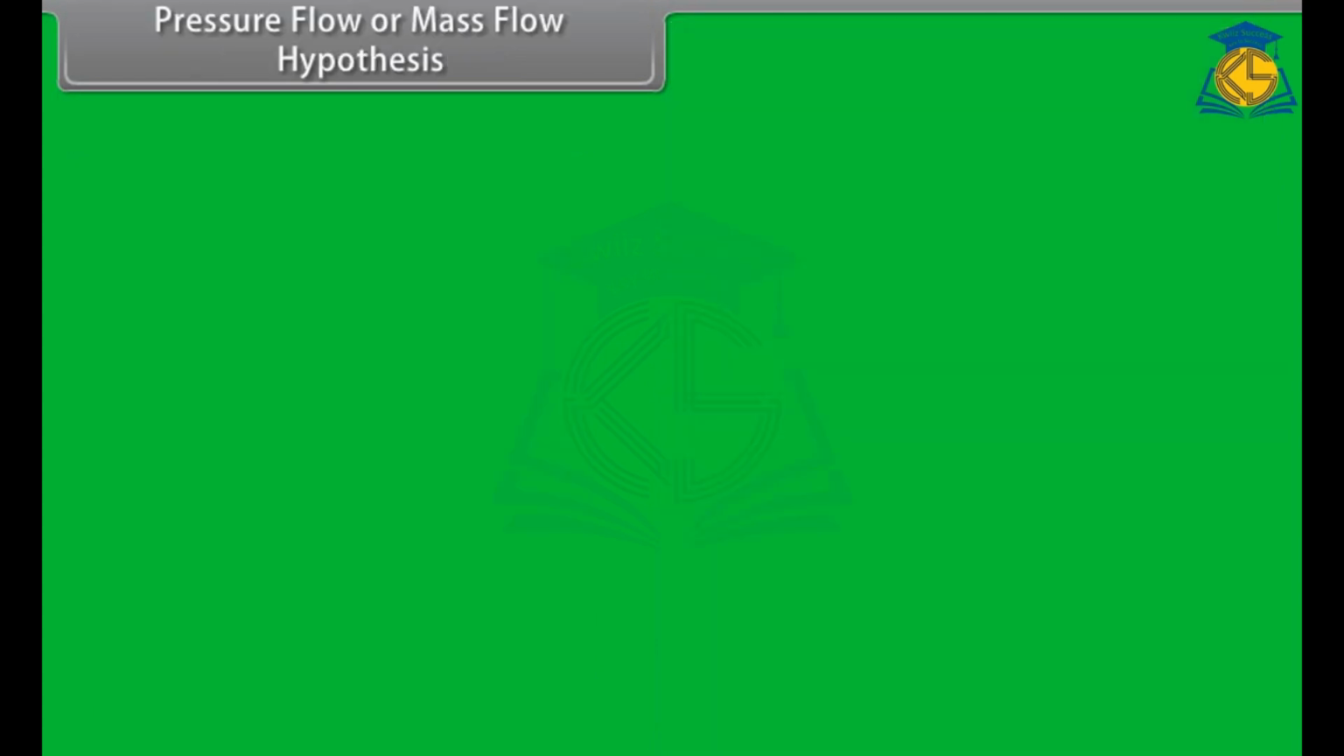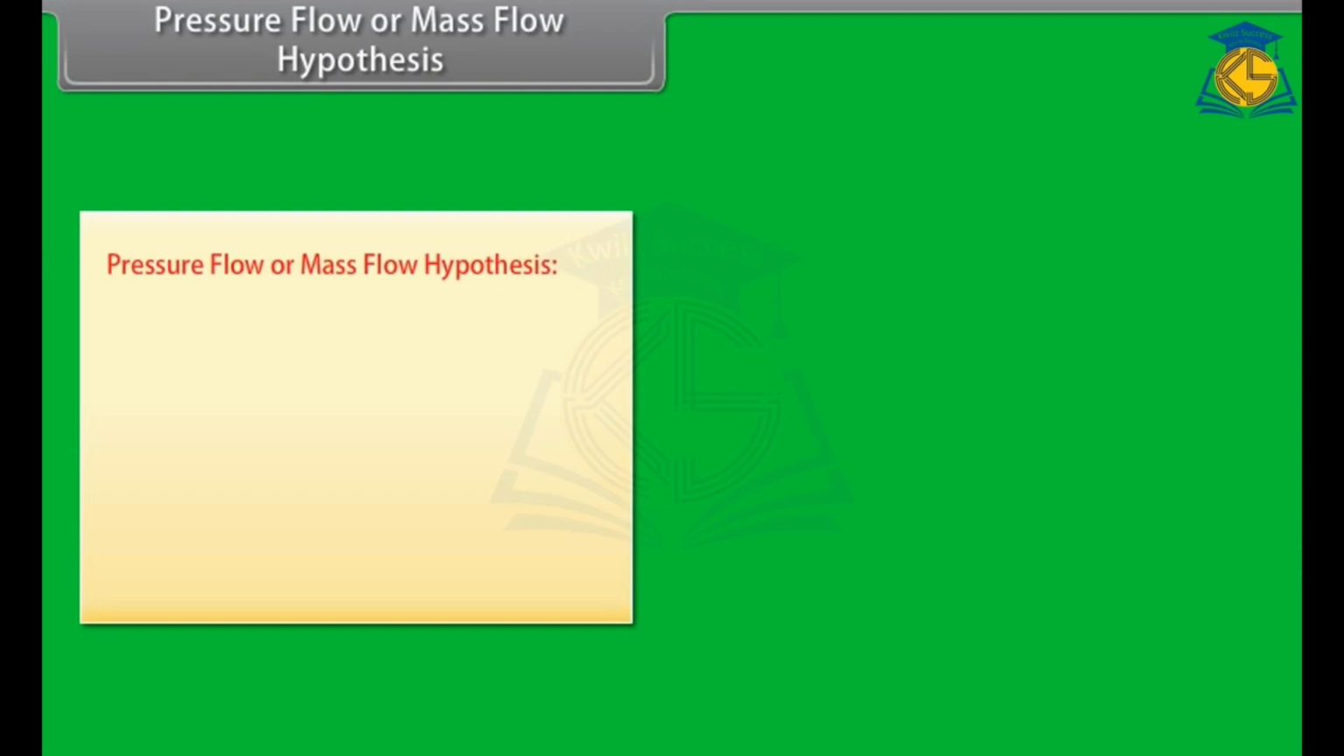Pressure flow or mass flow hypothesis. The pressure flow or mass flow hypothesis is the accepted mechanism used for the translocation of sugars from source to sink.